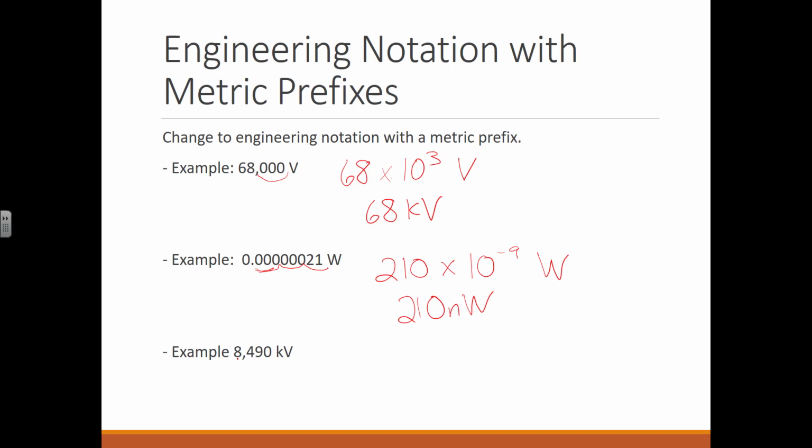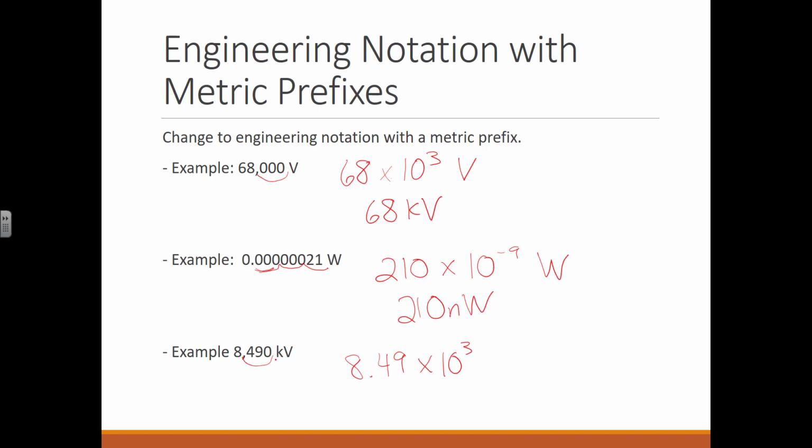Okay, how about this last one? 8,490 kilovolts. So if I move 3 times, 8.49 times 10 to the third. I'm just changing this number to 8.49 times 10 to the third. Now the other one was volts, watts; I didn't have the prefix. This one already has a prefix on it. So it's like maybe we did some calculation, we were already dealing with the kilovolts, and now we need to adjust it.